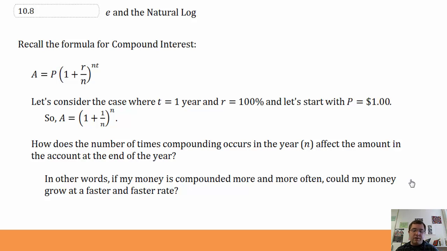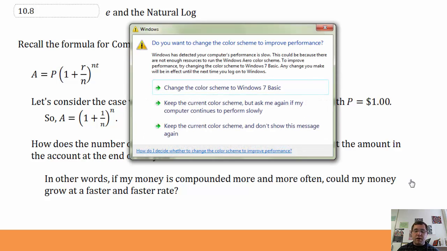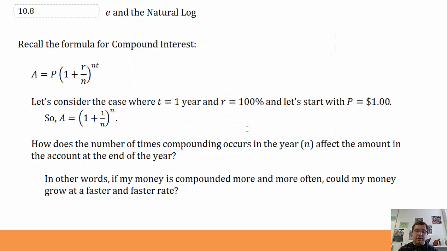So let's consider the case where t is 1 year and r is 100%. And let's start with P being $1. So you've got A equals (1 plus 1 over n) to the n power, because r is 1, t is 1, P is 1. In other words, I want to look just at the role of n. How does the number of times that compounding occurs in the year affect the amount in the account at the end of the year?